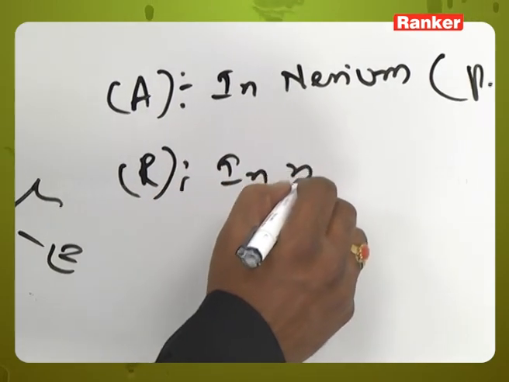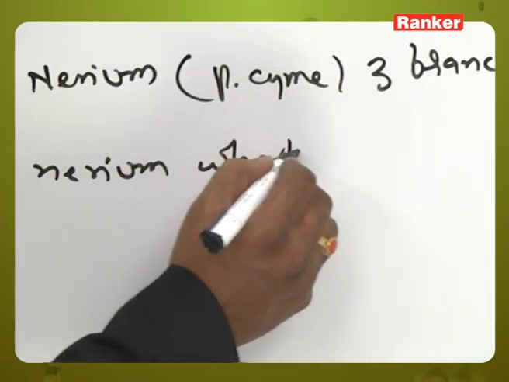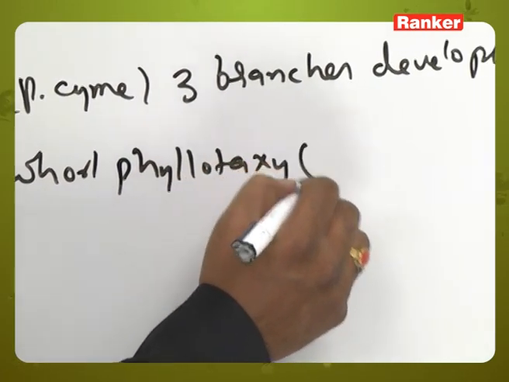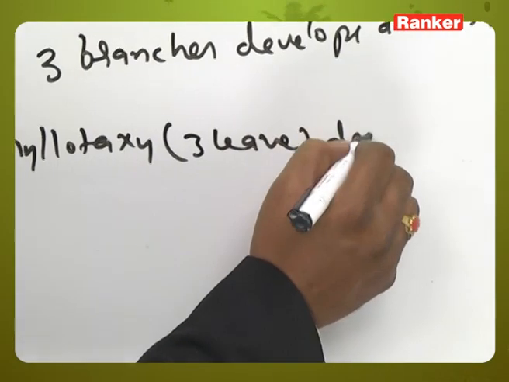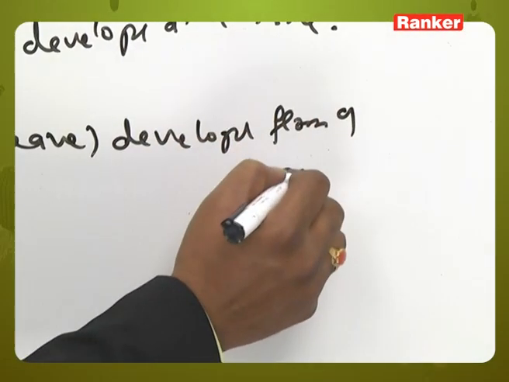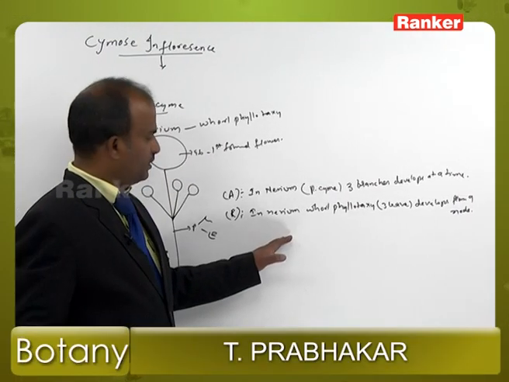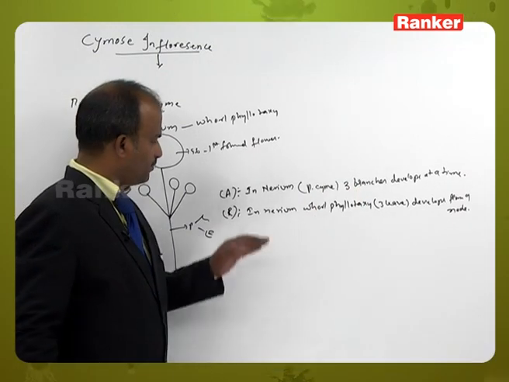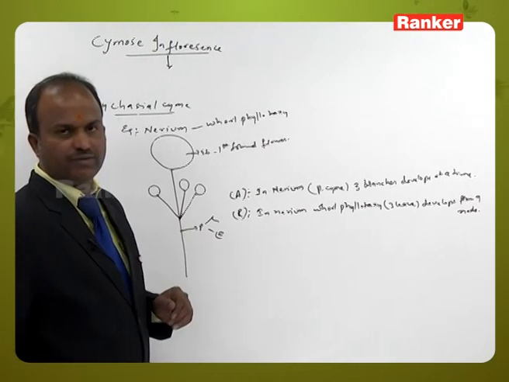Reason: in the nerium, whorl phyllotaxy. In nerium, which phyllotaxy? Whorl phyllotaxy. How many leaves are developing? 3 leaves develop from a node. So what is the answer here? The assertion is correct: in the nerium polychasial cyme, 3 branches develop at a time. And the reason: in the nerium whorl phyllotaxy, that means from one node 3 leaves are developing.